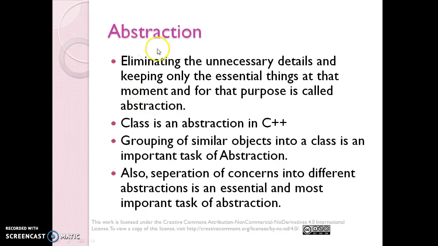So here you can see what exactly an abstraction is. Abstraction means eliminating the unnecessary details and keeping only the essential things at that moment, and for that purpose it is called abstraction. In C++, class is an abstraction. So grouping of similar objects into a class is an important task of abstraction, because you can see that a student class will be containing only the student objects.